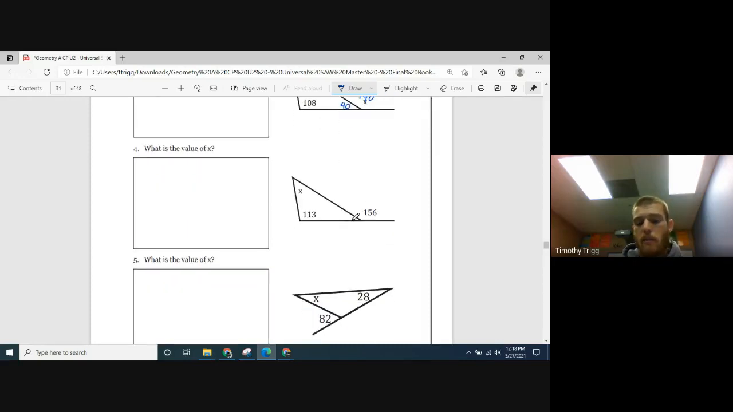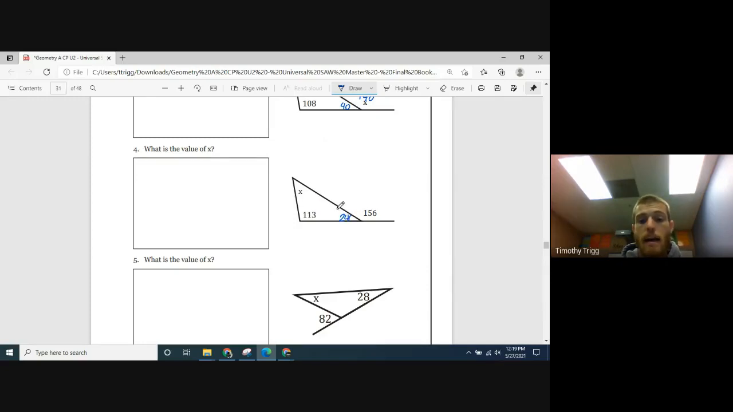Can we do something similar for this one? Well, yes. This 156 and this angle here add up to 180 because they're a linear pair. So 180 minus 156 will give me that. Okay, it's 24.